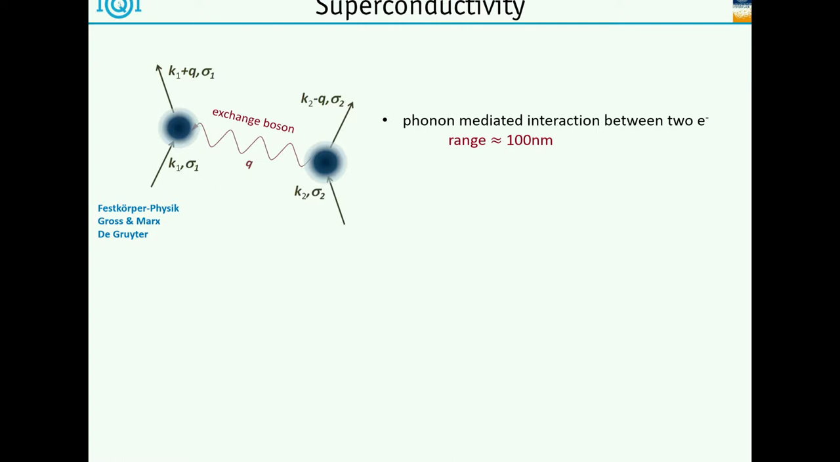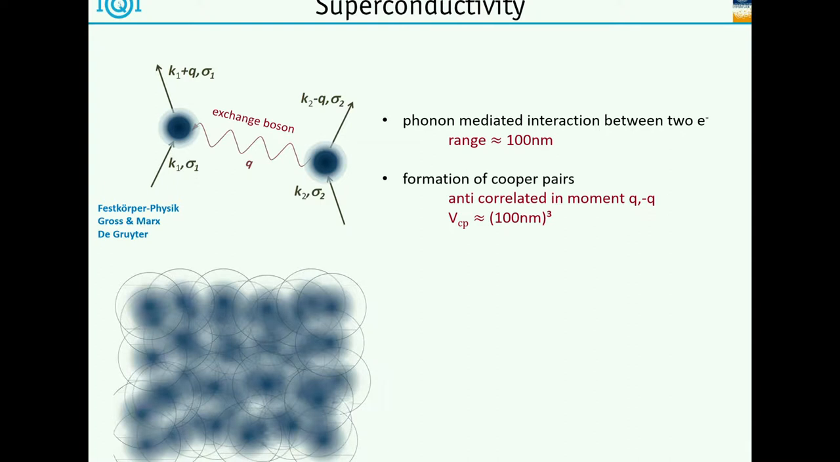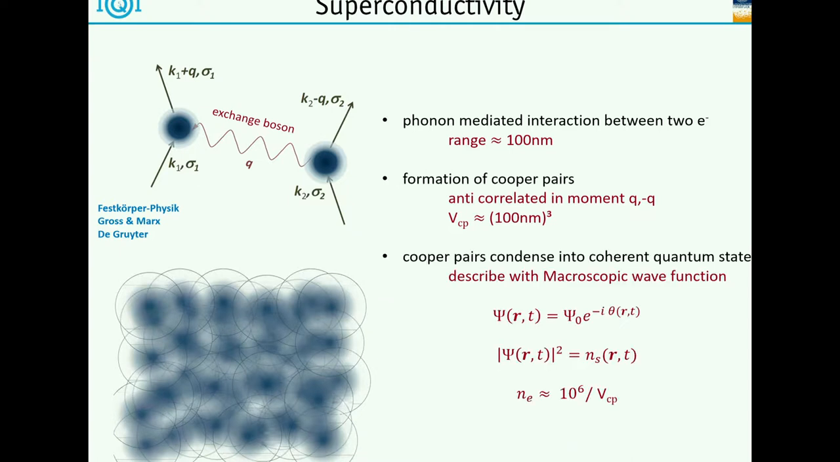Now superconductivity comes about because the electrons essentially form Cooper pairs. These electrons can interact with the lattice of the material, they can exchange bosons, and they can form this pair. These interactions are typically on the range of about 100 nanometers. So if you think about your whole lattice, your whole material, you'll have a lot of Cooper pairs there. The volume of a Cooper pair is about 100 nanometers cubed, depending a little bit on the superconductor. What is important about these electron pairs is that they are momentum anticorrelated. That's what makes them a Cooper pair. Just to give you some numbers, typically per Cooper pair volume, we have about 10 to the 6 electrons around. So in this 100 nanometers cubed, there are quite a few electrons.